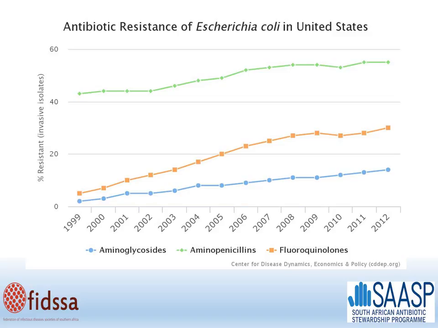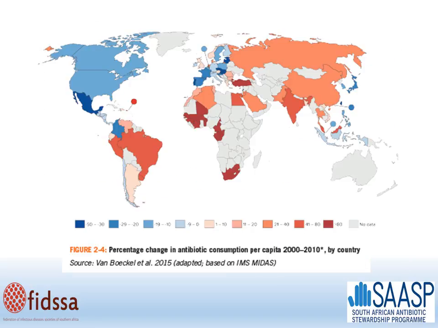We can see trends like this all throughout the world, including South Africa. This map shows the increase in antibiotic consumption per capita from 2000 to 2010 by country, and you can see that South Africa there in the dark red is one of the few countries to have greater than 80% increase in antibiotic use over that period.